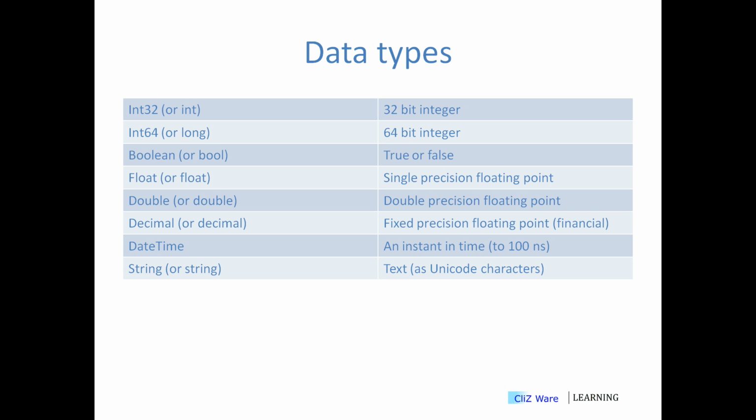And as I wrote there in parentheses, it's good for finance. So if you'd like to work with financial calculations, for instance money and so on, you would prefer to use decimal. Then one of the types I'd like to include in this table as well is date time. It can store a time up to 100 nanoseconds. And the last variable is string, and it can store Unicode, basically text, characters.